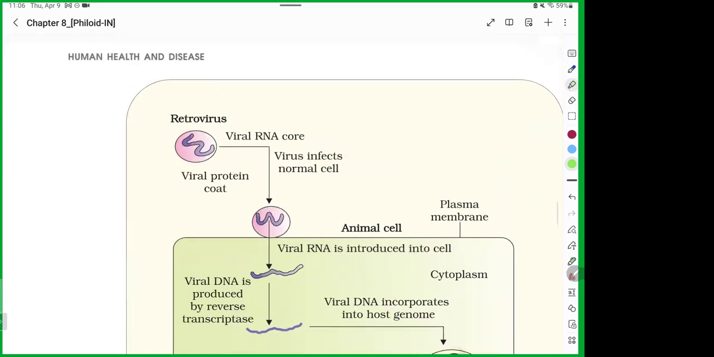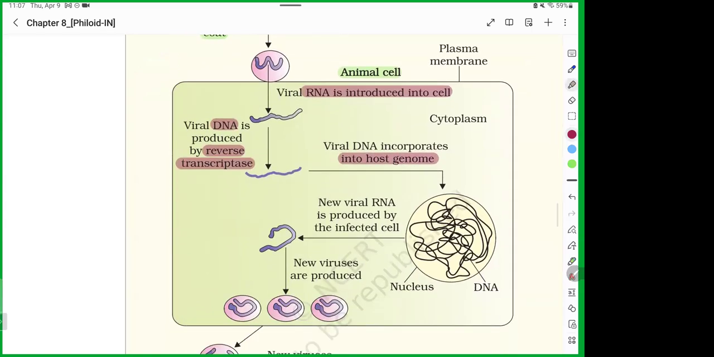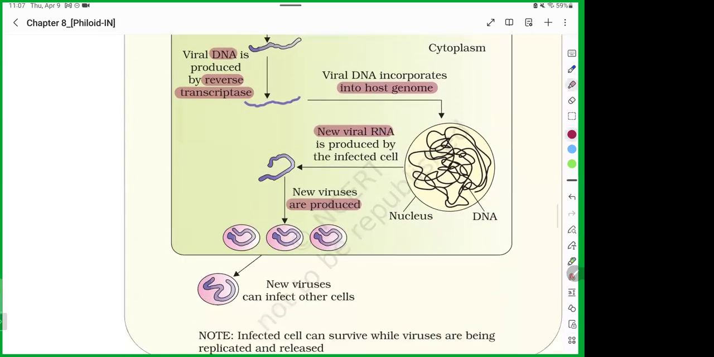Correct. The diagram is important. A retrovirus is an enveloped virus with RNA. It infects a normal cell. When the normal cell is infected, the RNA will enter into the cell. When RNA enters the cell, it will produce DNA with the help of the reverse transcriptase enzyme. This enzyme will convert RNA into DNA. This DNA will integrate with the host genome DNA, correct? And now the host DNA will produce new RNA, and multiple RNA will be produced. There was entry of one virus, now it is producing three viruses, correct?